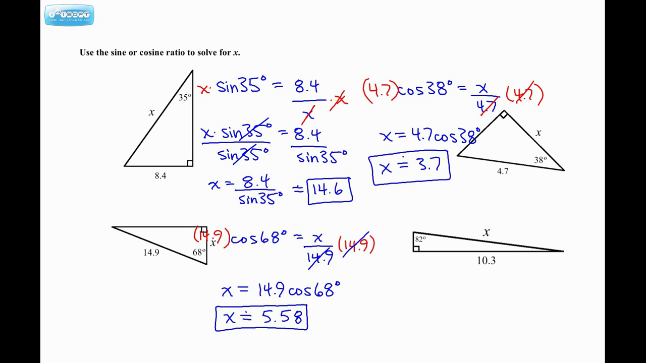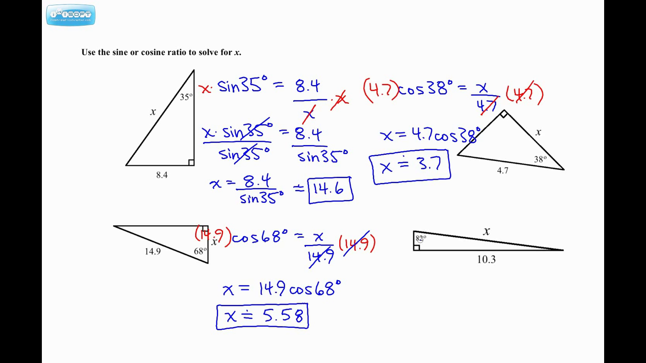Let's do one more. We have a large theta this time. That's 82 degrees. We are given the opposite, which is 10.3, and it's the hypotenuse we want to find. The adjacent is not given, nor do we want it. So we have to choose the right ratio. Which ratio uses the opposite and the hypotenuse? Well, now we're back to using the sine ratio. So let's set it up.